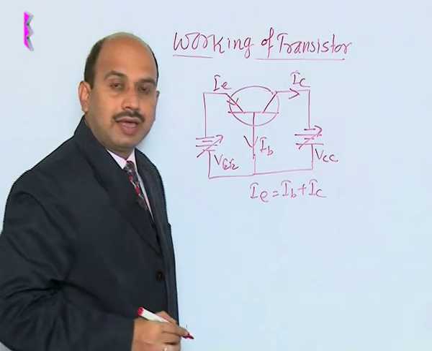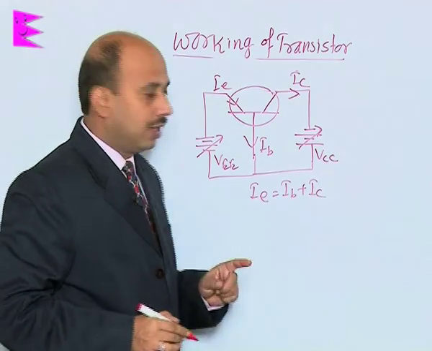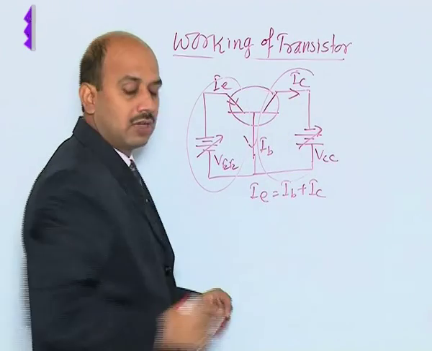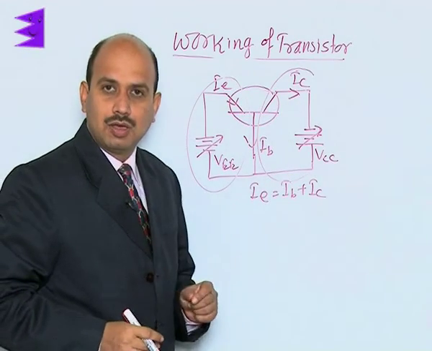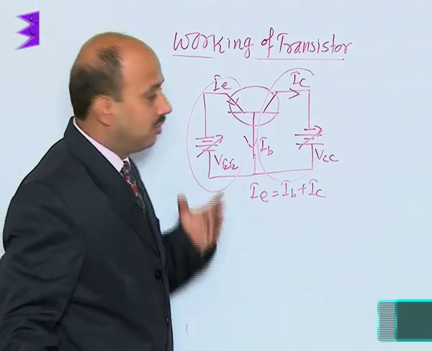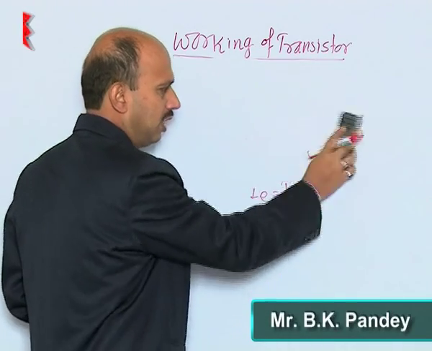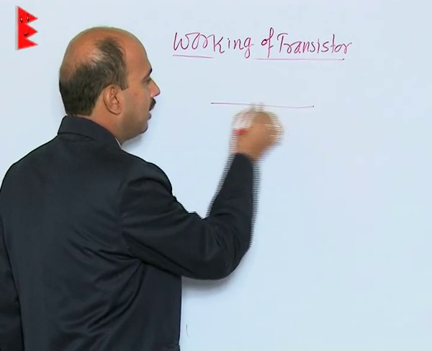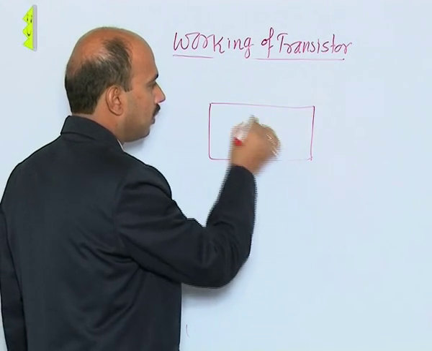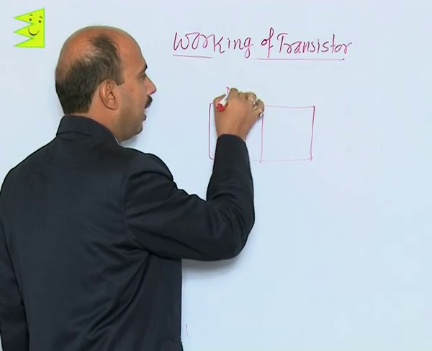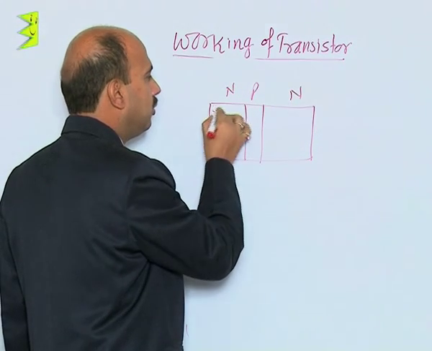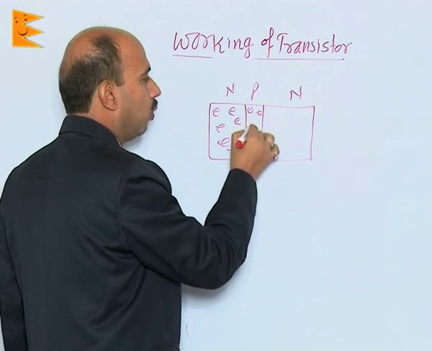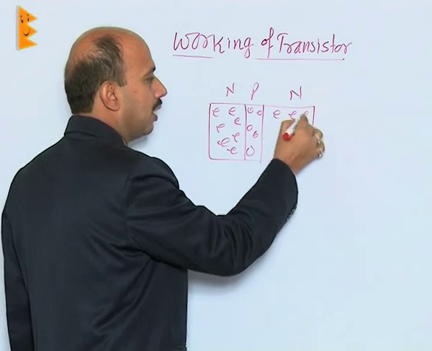While making the circuit diagram for this, we have to take care that the emitter base junction is in forward bias and the collector base junction is in reverse bias. Now let us see the working of the NPN transistor, which is almost similar to this. If you take an NPN transistor in this way, we take N, P and N, where the majority carriers are electrons, then holes, and again electrons.